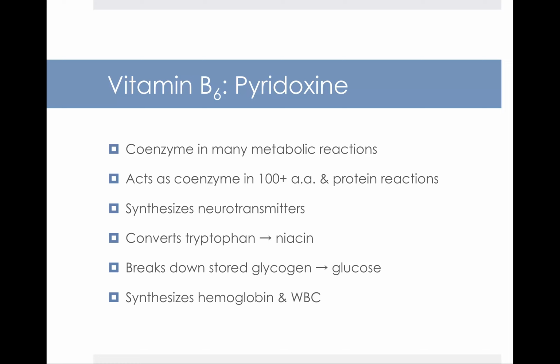It's involved in over 100 amino acid and protein reactions. It synthesizes things like neurotransmitters, helps convert that essential amino acid tryptophan to niacin. It also helps you break down your stored glycogen into glucose. So remember, if your blood sugar levels dip low because you haven't eaten in a long time, your body should be breaking down glycogen from your liver, to a lesser degree your muscles, in order to provide glucose. Well, guess what? It's B6, the B vitamin, that allows that conversion to take place. Another thing B6 does is to help synthesize hemoglobin and white blood cells.